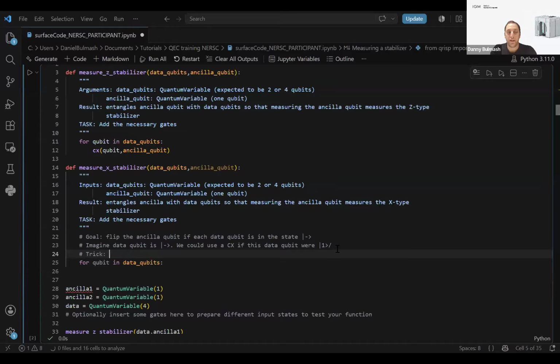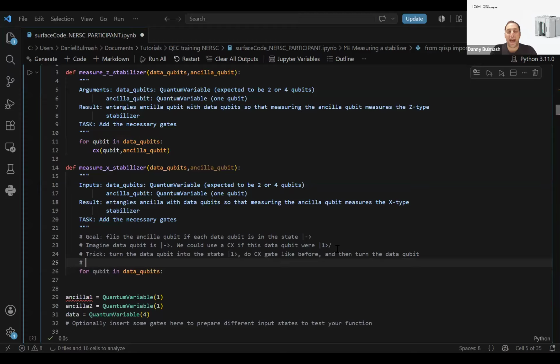So the trick is to turn the data qubit into the state 1, do a controlled X gate like before, and then turn the data qubit back to its original state, right? So that's the idea. We can turn the data qubit into a 1, do a controlled X gate, but we don't want to manipulate the data qubit, so we should flip it back at the end. So what gate turns 1 into minus? That's the Hadamard gate.